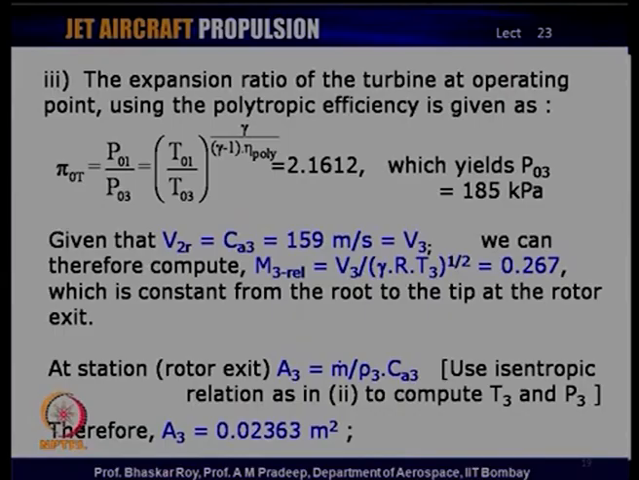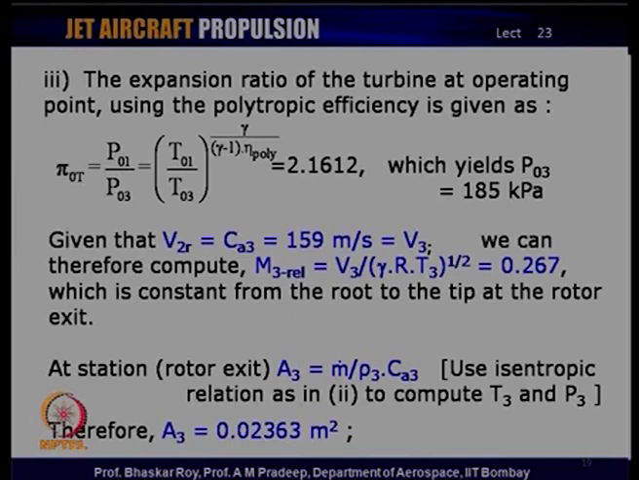Now, given that V2R is equal to CA3, which would be then equal to 159 meters per second, and this of course is same as V3, we can therefore get M3 relative, that is the relative Mach number at the exit of the rotor, as 0.267. You would of course need to find T3 over there, which is taken to be constant from root to tip at the rotor exit.